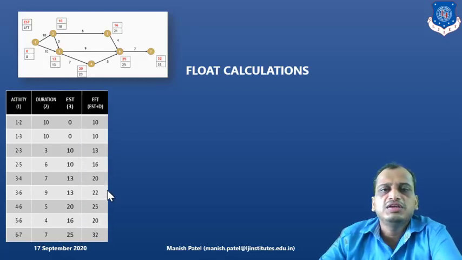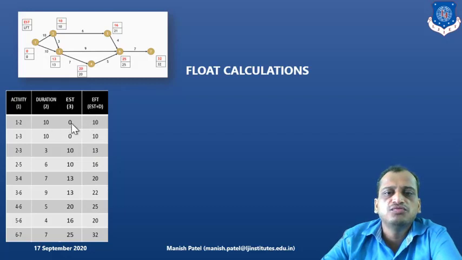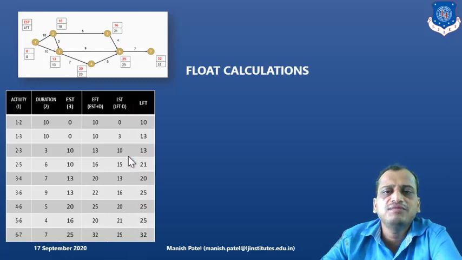What is the next one? EFT. Now EFT is EST plus duration. Add both of them and you will get the earliest finish time. Next is LST. We will find LST with the help of LFT. We have already calculated LFT. So we will write down the LFT from the head event. Here the head event is 2. So what is the LFT here? 10. So we will write down 10 here. For 3, the head event LFT is 13. So we will write down 13 here. Right? And when we find the difference of LFT and duration, 10 minus 10 is equal to 0. So we have found out LST. Clear? So in this way we got the LST column.